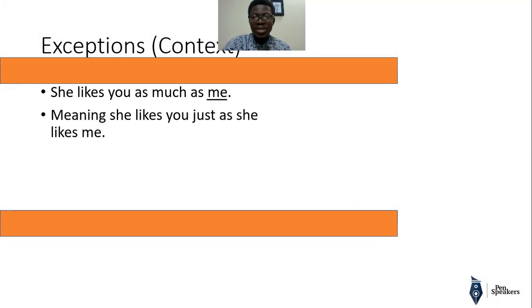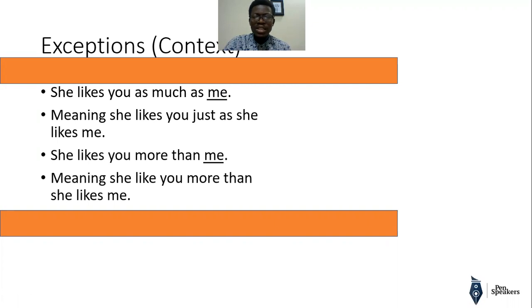I know that I have told you that the trick is after the word as, you're supposed to pick the subject pronoun. But in this particular case, I have picked the object pronoun me, because it means she likes you just as she likes me. So that makes sense. In that case, you need to look out for the context in which some pronouns are used. All right. Or take a look at this. She likes you more than me. Meaning she likes you more than she likes me. All right. So you get the idea.